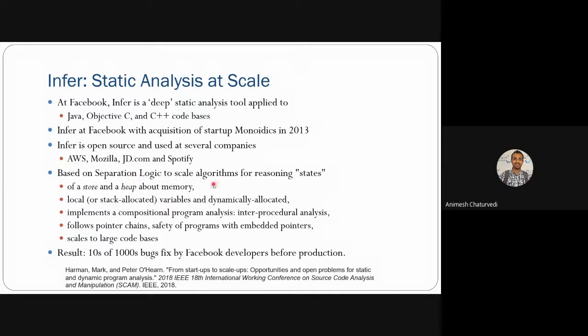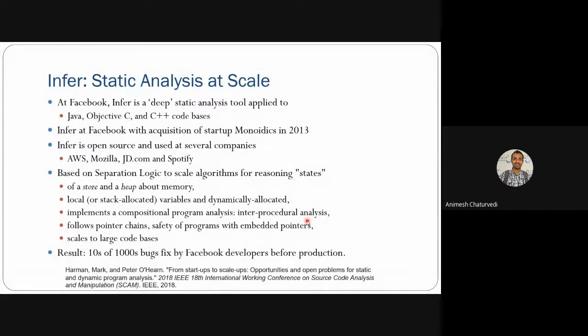Then it is based on the fundamentals of separation logic that can do scalable algorithm testing, and that helps reasoning about state transfer from one state to another. What are the data structures it stores? It stores the heap for memory, then the local variables or the stack. These variables are tested, and dynamic allocations could be tested. Then it is implemented as a compositional program analysis. What is compositional program analysis? Like inter-procedural analysis: one procedure is calling another procedure, and that procedure is calling a third, fourth, fifth procedure. Analyzing these multiple connected procedures is inter-procedural analysis.